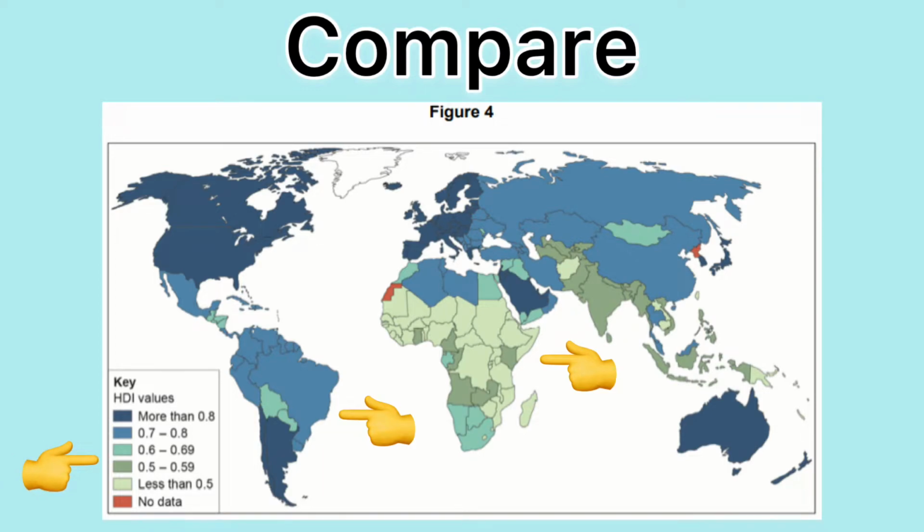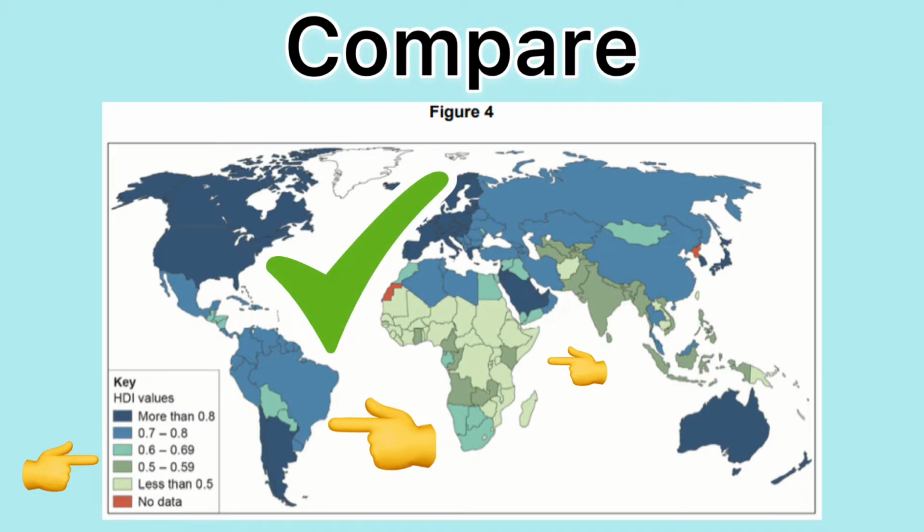You should have mentioned that HDI values are generally higher in South America than in Africa. This will get you 1 mark. To get the second mark, you could either say that the vast majority of countries in South America have HDI values above 0.7, whereas most countries in Africa have HDI values below 0.6.